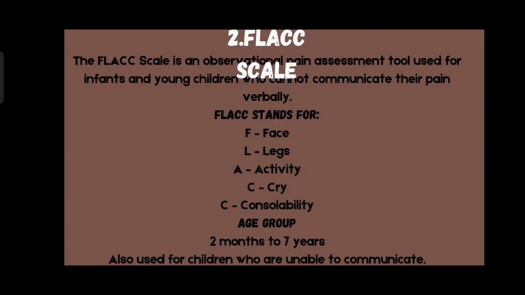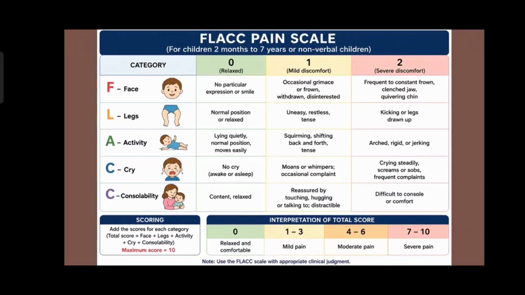Then here the FLACC stands for F is face, L legs, A activity, C cry, and C consolability. The age group is 2 months to 7 years, and it is also used for children who are unable to communicate. Then this is the FLACC pain scale. Here we can see the 5 categories on the left side. Then 0 means relaxed, 1 means mild discomfort, and 2 means severe discomfort. According to this, we can identify the intensity of pain.